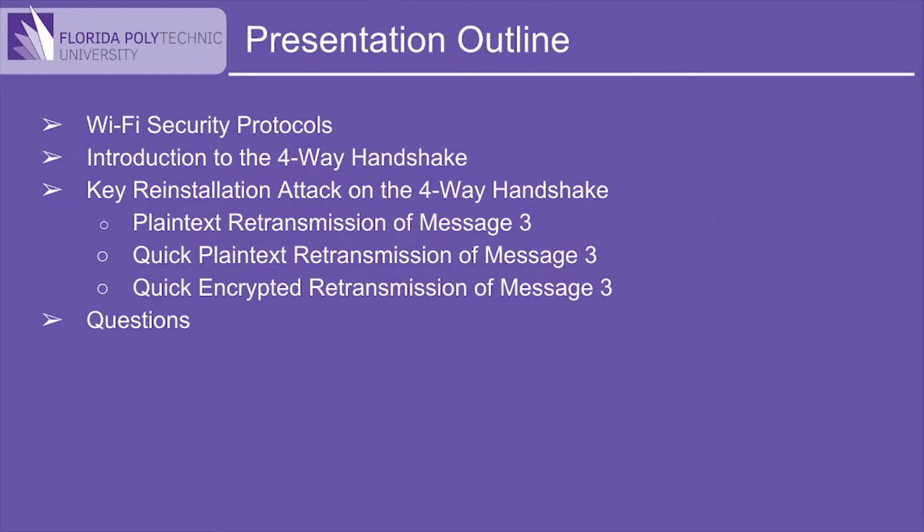All right, and here's just a quick outline of how our presentation is going to go. We're going to introduce you to some Wi-Fi security protocols that are being used now and in the past. Then we're going to introduce you to how the four-way handshake works. Then show you how the key reinstallation attack works on the four-way handshake. And Matt will go into more specifics with the plain text retransmissions and all of that. And then we'll go over some review questions for it.